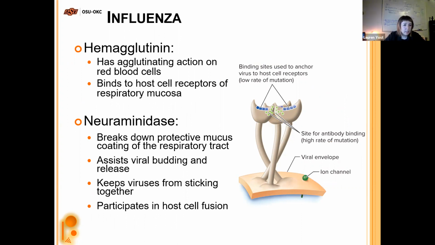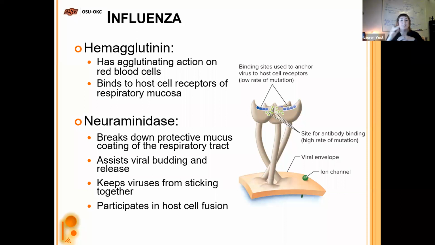So hemagglutinin, it's a molecule that has an agglutinating action on red blood cells, so it makes them stick together. That's what agglutination means. They will bind to the host cell receptors of the respiratory mucosa this way as well. So that's how the virus will stick. Neuraminidase breaks down the protective mucus coating of the respiratory tract so it can get closer into the cells, more likely to infect so that it's not getting coughed out with the mucus. It assists with viral budding as well, the release of the new virus particles.